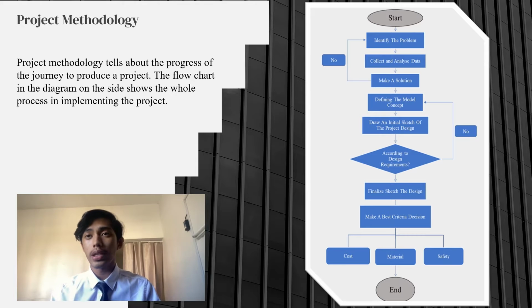If the project is designed according to the design requirements, we follow them to finally sketch the design. Then we make the best decision based on criteria like cost, material and safety. Lastly, we can test and get the result. So the project is finished after that.